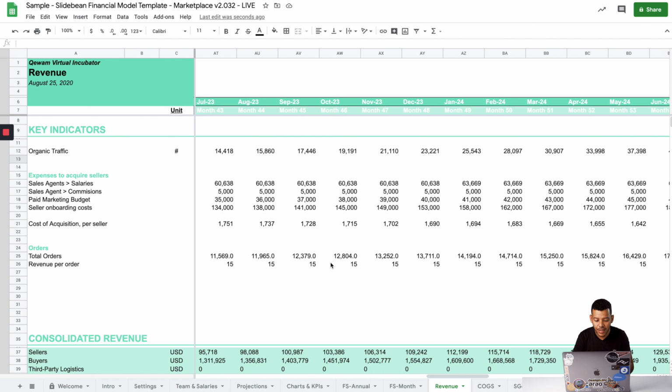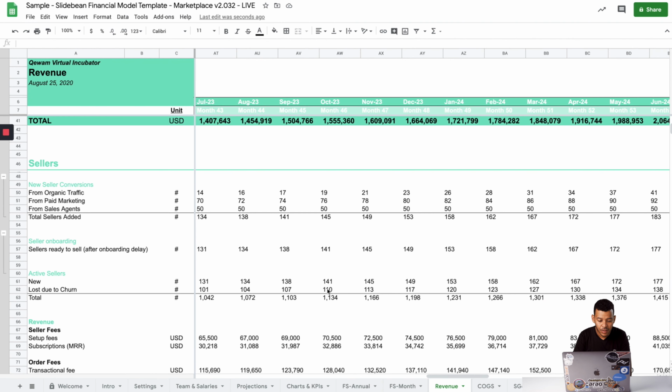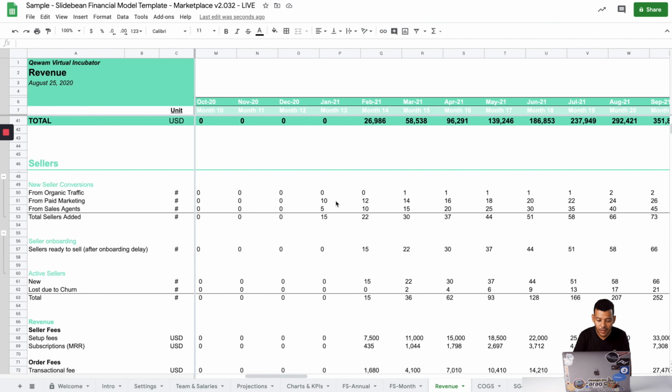So let's see how this is looking as of now. We're saying that the platform is launching in January. We're saying that we're getting organic traffic starting March, because that's when organic traffic started. But paid marketing actually started on the launch date for the main platform. So that's the sellers added from paid traffic and the sellers added from paid agents. That gives us a total of 15, 22, 30, and so on.